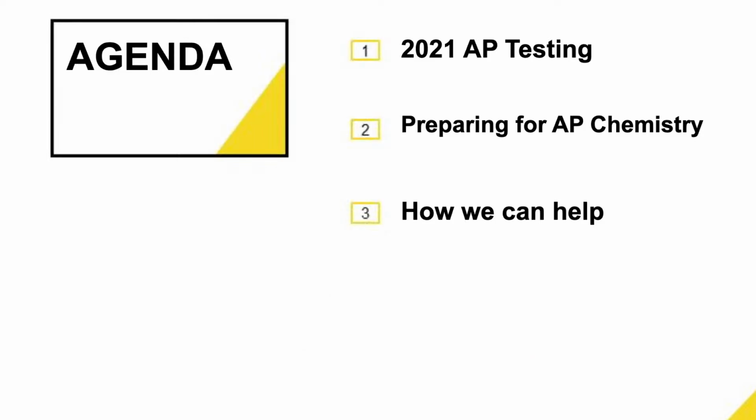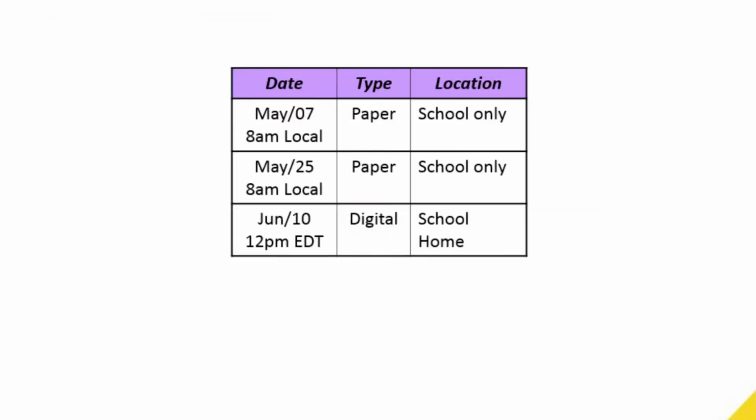On the agenda today is the 2021 AP testing, which hasn't changed, preparing for the AP Chem, and how we at Princeton Review can help you. I've shown you the schedule earlier, and as you see, we are not that far off from the first test. It is a paper and pencil test, and it will be offered in your school only.